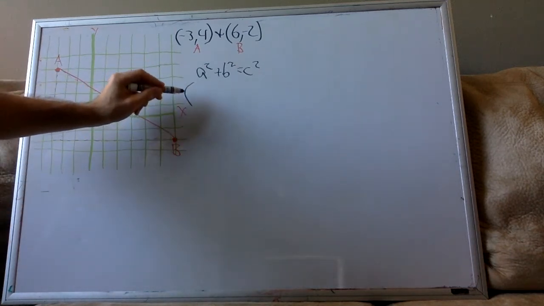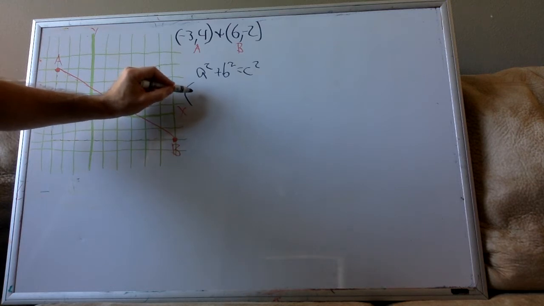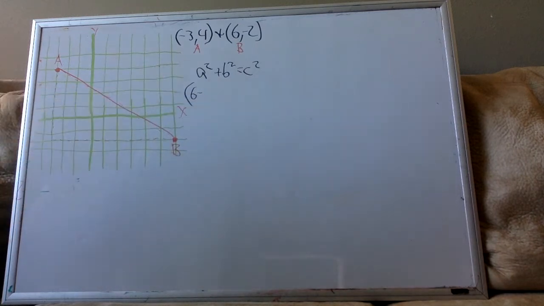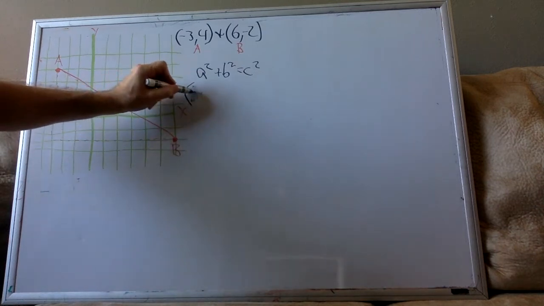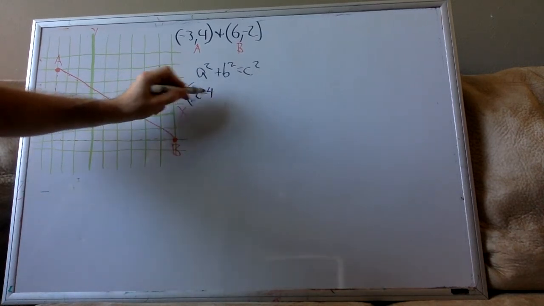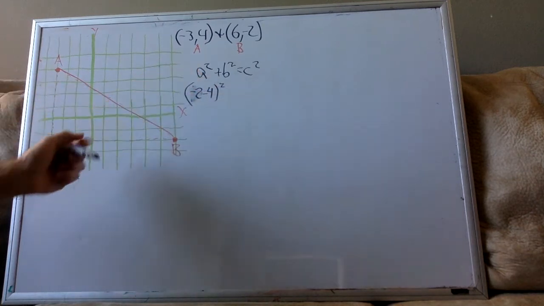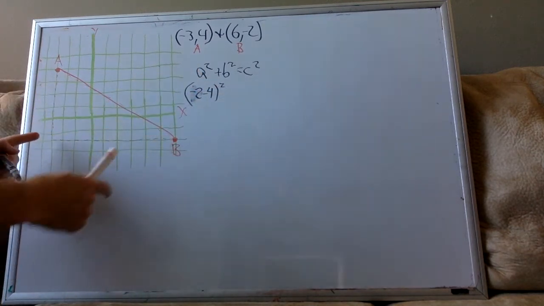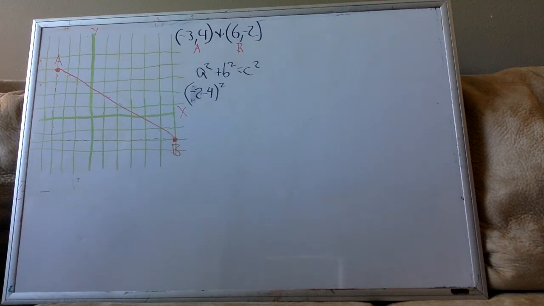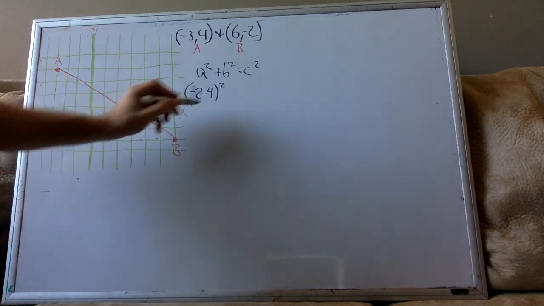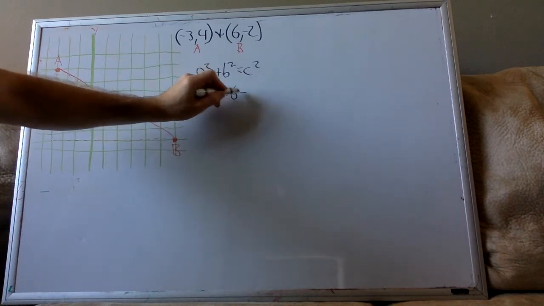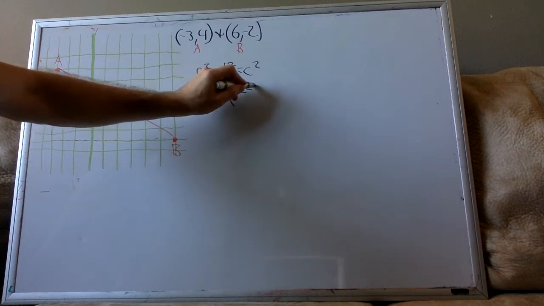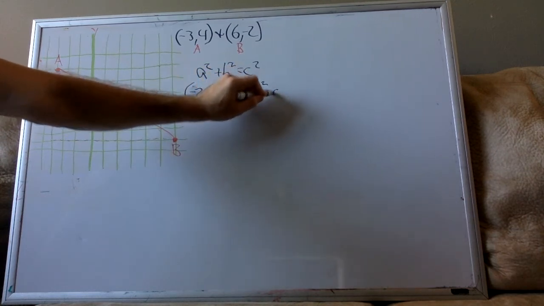So that's going to be, we'll say -2 minus 4, and we can square that. And then here we need the difference of the x values to figure out how long that is. So we're going to have the x values, 6 minus -3, and square that, and that gives me my c squared.